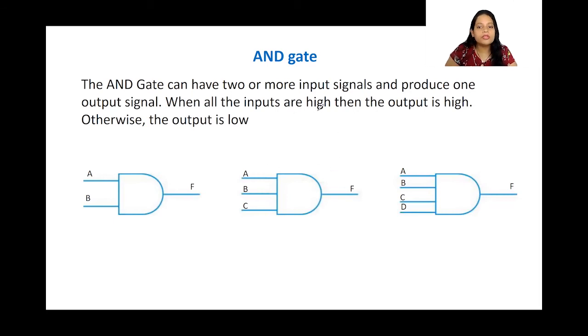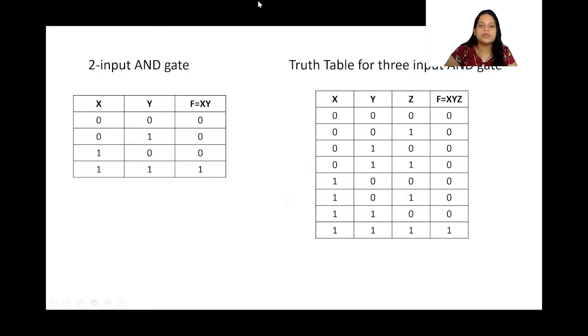When all the inputs are high, the output is high. So in this case, in order to get 1 as an output, all the inputs should be 1. Even if there is one 0 in the input, then we are going to get the output as 0. Now this is AND gate. Okay, so you need to remember this difference between OR gate and AND gate. Let's see the truth table of them. Okay, these values I'm not going to explain again because you should know.